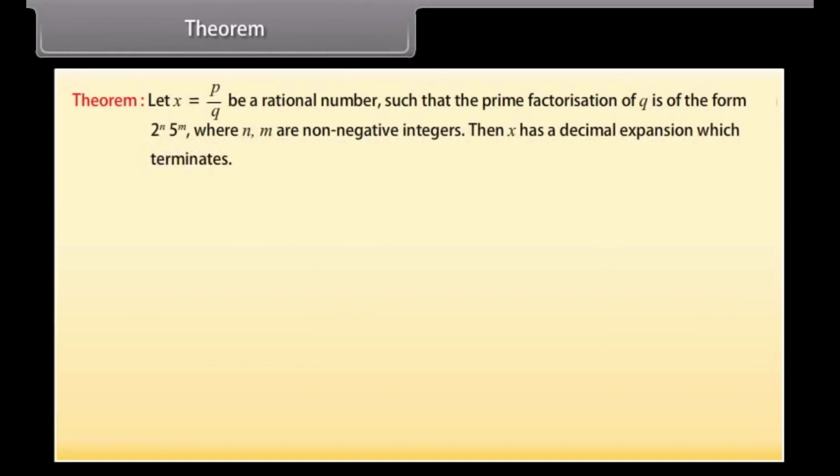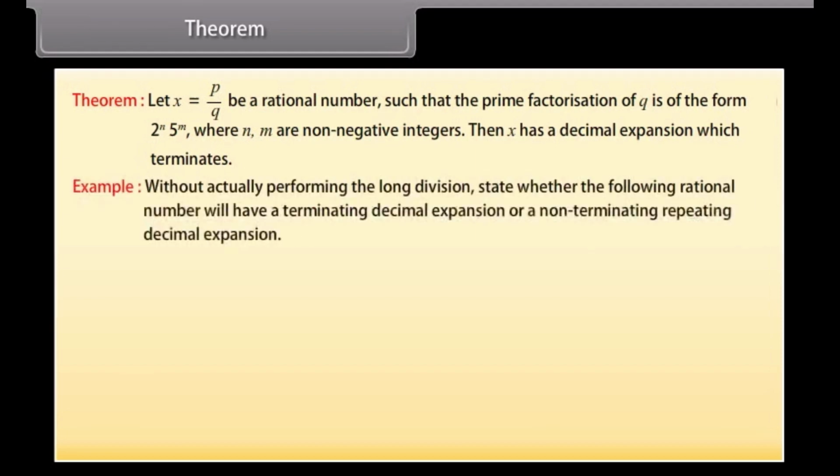Theorem. Let x equal to p upon q be a rational number such that the prime factorization of q is of the form 2 raised to the power n, 5 raised to the power m, where n, m are non-negative integers. Then x has a decimal expansion which terminates.